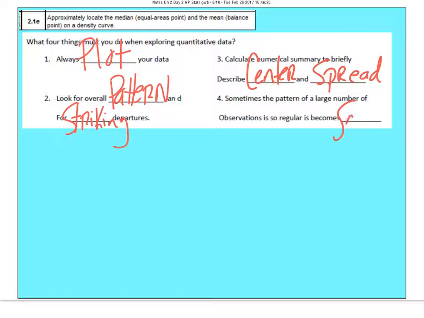to become smooth. So if you have lots and lots of data and you start making this dot plot of the data, let's say when you graph it out, you have this dot plot. If you have lots of data, what will happen as you get more and more information, you start to come up with a smooth curve, and that's actually called a density curve.